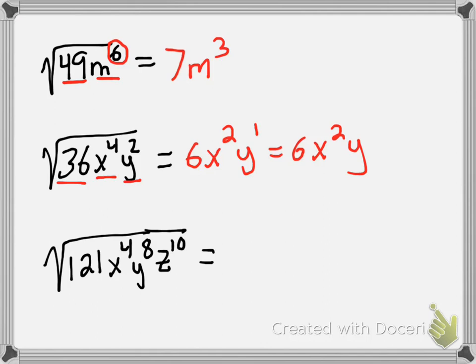Alright, so this next one's a decently large one. So square root of 121 from the previous problem is 11. Square root of x to the 4th is x to the 2nd. Square root of y to the 8th is y to the 4th. And square root of z to the 10th is z to the 5th. Okay. So again, the ones that you see in Math 1 are not going to be that hard. You just have to be able to simplify them out.